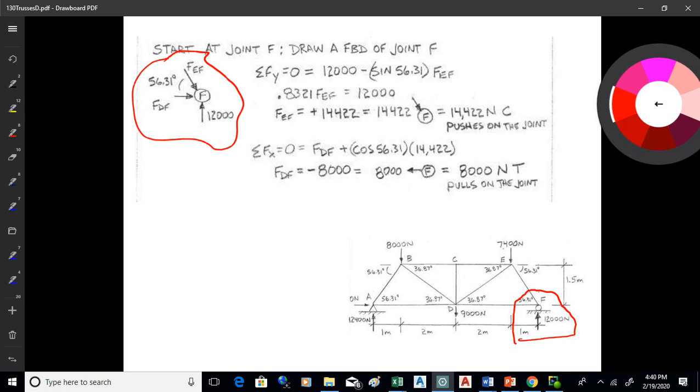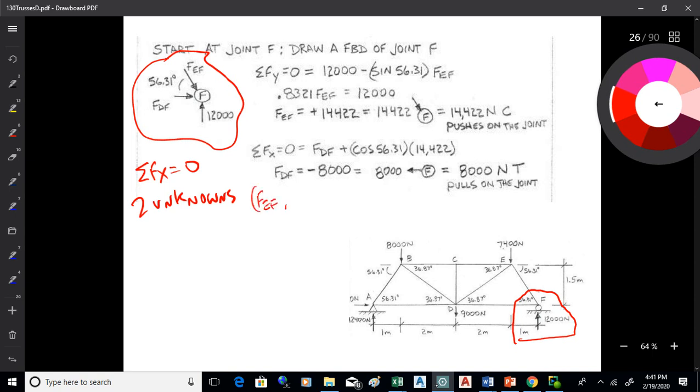Now, when I look at that, I'm going to start trying to come up with a nice, easy way to approach the analysis. I want to keep the work on me to a minimum. I want one equation and one unknown if I can. So I'll look at the sum of Fx, and when I do that, I get two unknowns, don't I? Because I've got two members that go in the x direction: FEF and FDF. So I don't think I want to start with the sum of Fx.